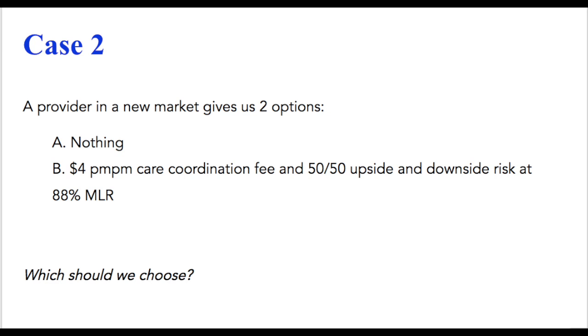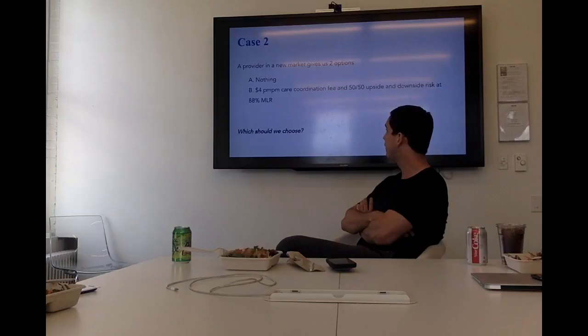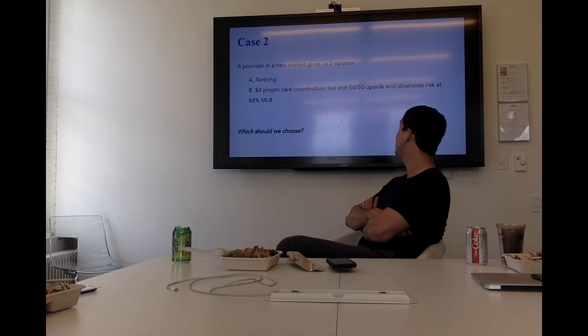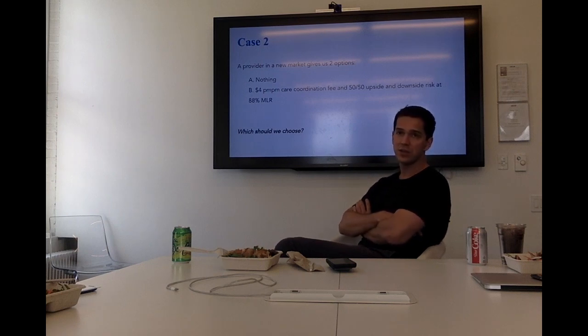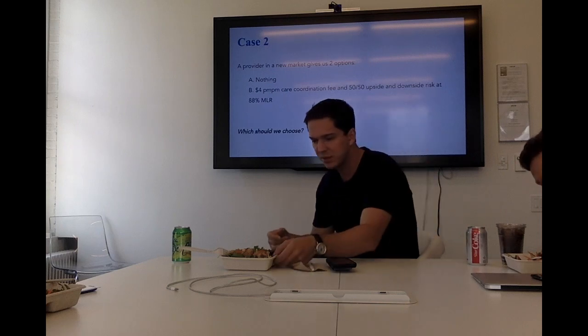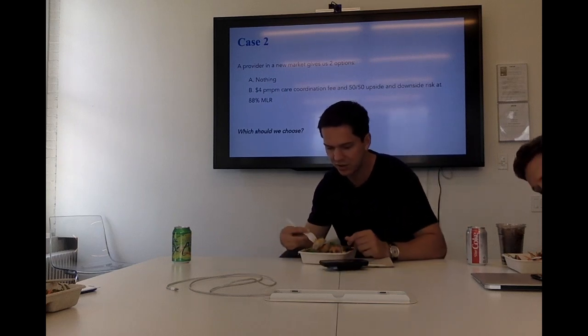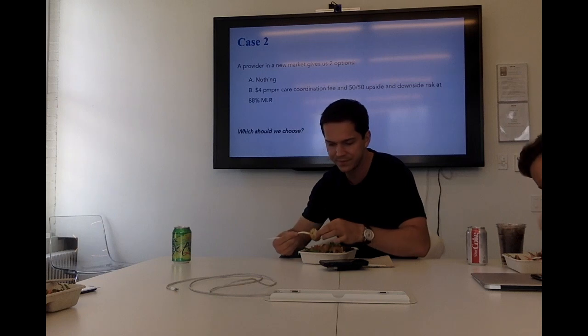Remember this case? This was a provider gives us 2 options: either stand pat with our fee-for-service deal, or add in a risk deal with a $4 care coordination fee with $50 upside and downside at an 88 MLR. So just give me your summary and your thinking on how you thought about this deal.